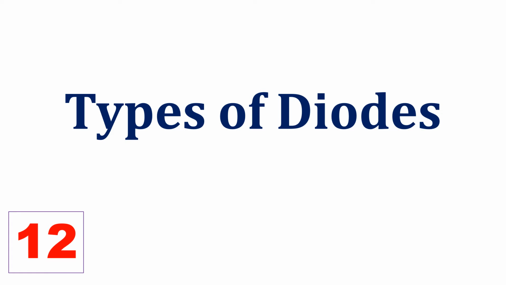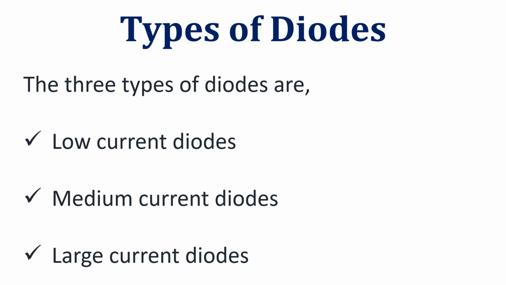In the previous video, we learned about the concept of avalanche and Zener breakdown. Now we will learn about the types of diodes. In general, the three types of diodes are low current diodes, medium current diodes, and large current diodes.